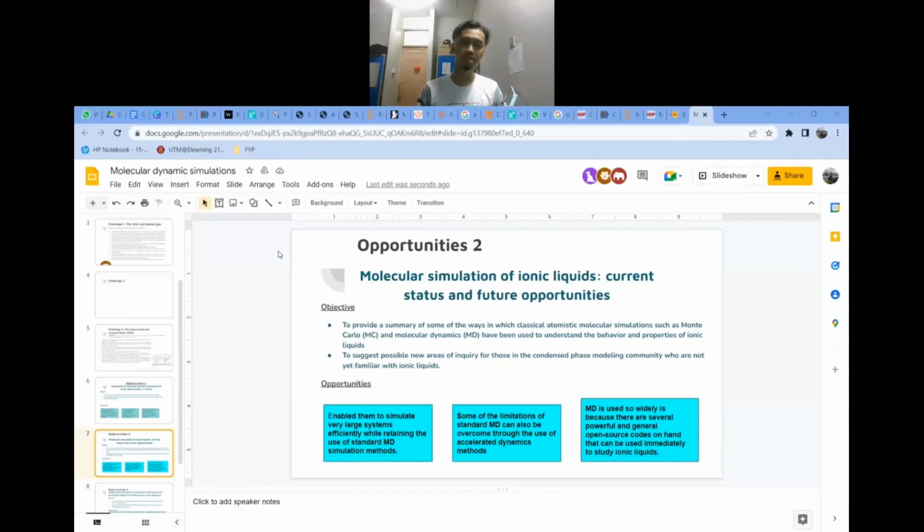The opportunities are, firstly, to enable them to simulate very large systems efficiently while retaining the use of the standard MD simulation method. Then some of the limitations of the standard MD can also be overcome through the use of accelerated dynamic methods. And lastly, MD can be used so widely because there are several powerful and general open source codes on hand that can be used immediately to study ionic liquids.